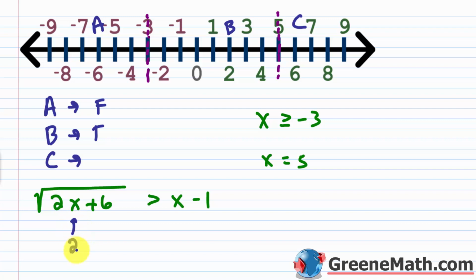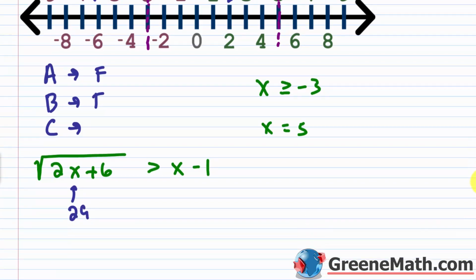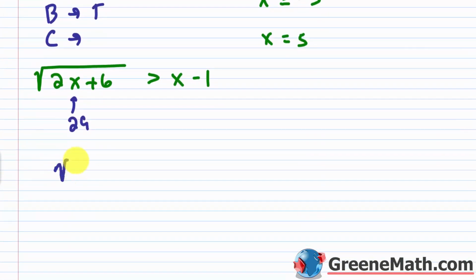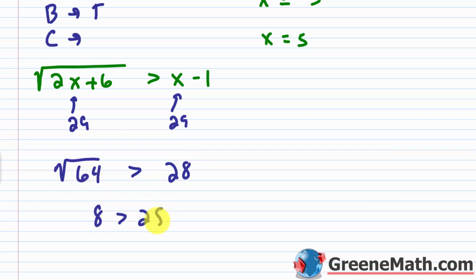So I could plug that in for x there. 2 times 29 is 58. Then if I add 6, I'd get 64. So what you'd have is the square root of 64 is greater than 29 minus 1, which is 28. I know the square root of 64 is 8. 8 is not greater than 28. That is a false statement. So things in interval C will not work, so I'll put an F there for false.